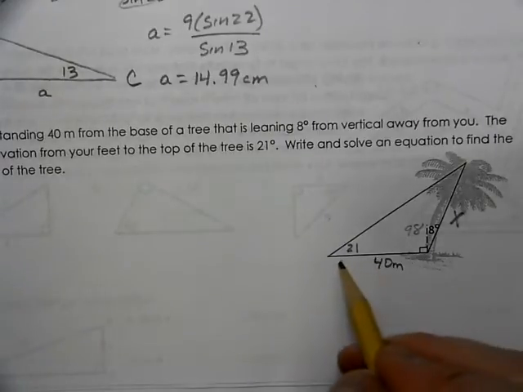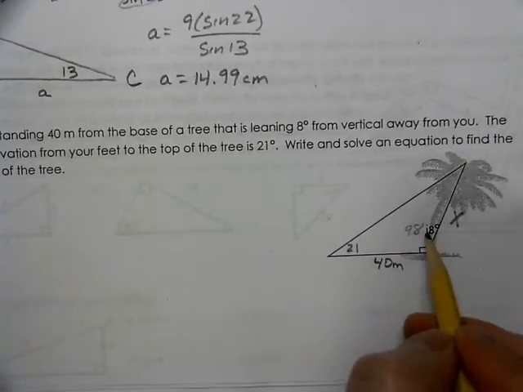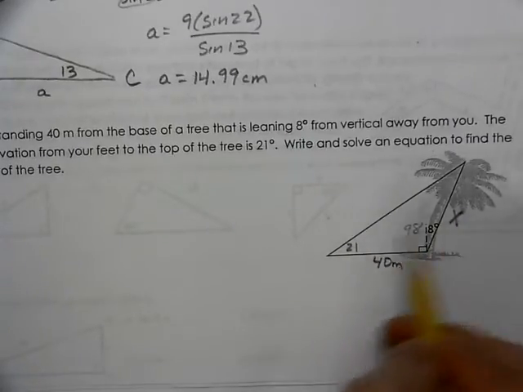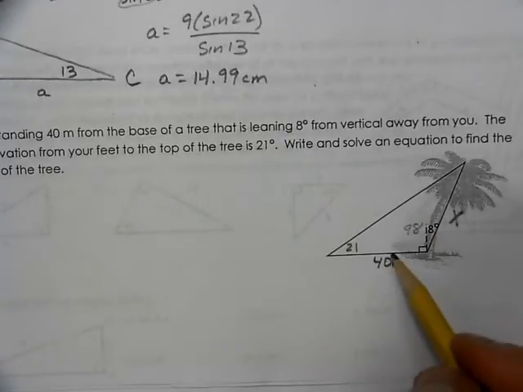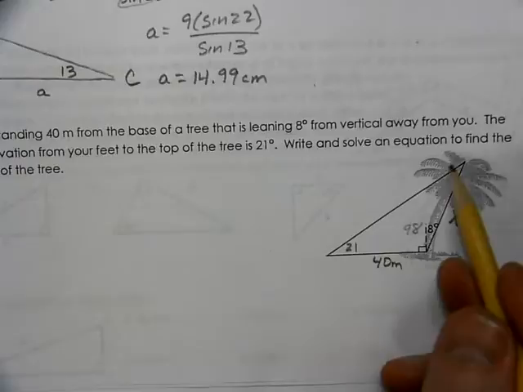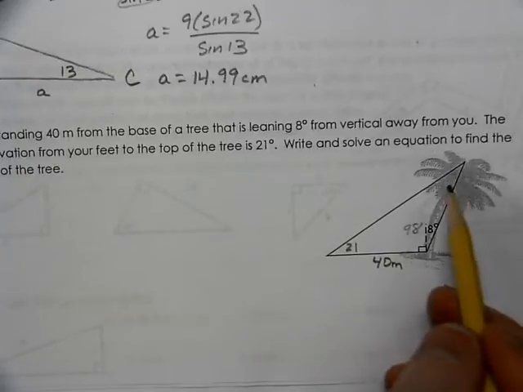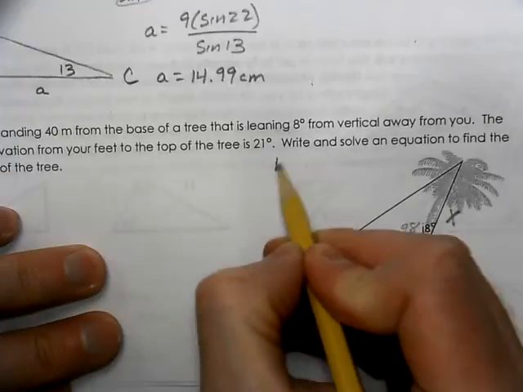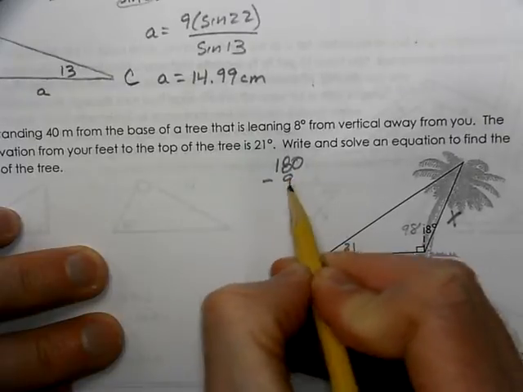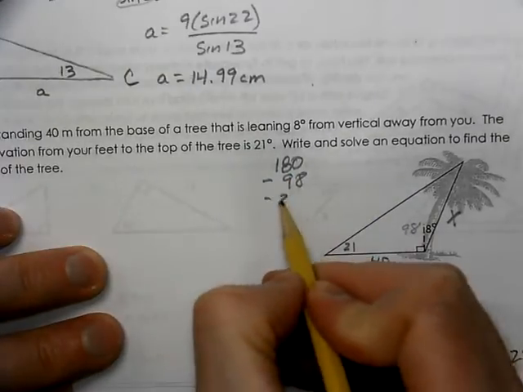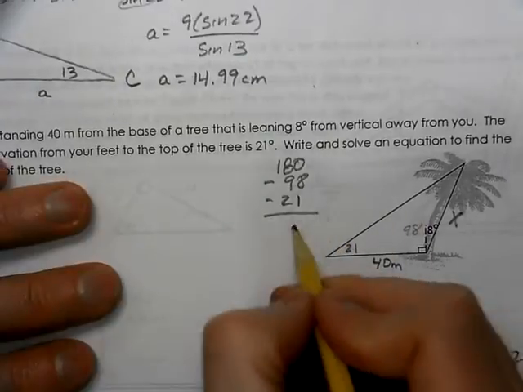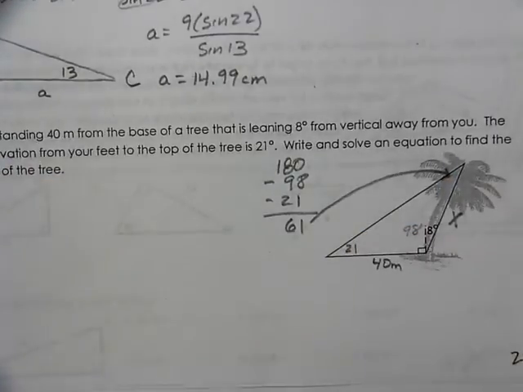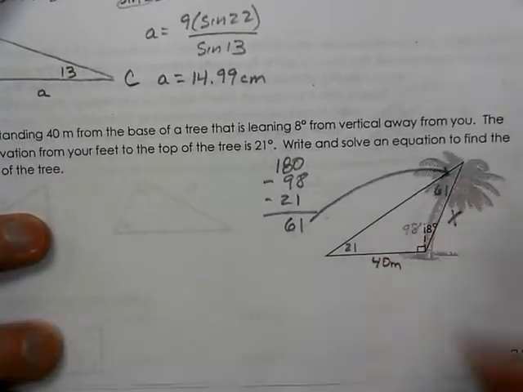So to do that, we're looking at 98. We're looking at 21. We know that we want to use the x and the 21 because they're on the same side. But I don't know the length over here to the top of the tree. I could find out this angle, so I have that bit of information. So 180 minus the 98 minus the 21, that's going to give us 61 degrees. So that's 61.